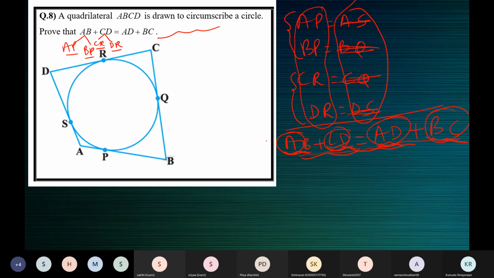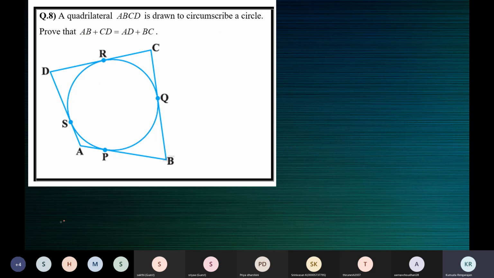How? It's given the parallelogram. That means opposite sides are equal. That means AB and CD are equal. So you can make it AB plus AB is equal to... opposite sides are equal. See, children, I don't know if I'm clear. I'll come again. Now, we just understood how to prove that.